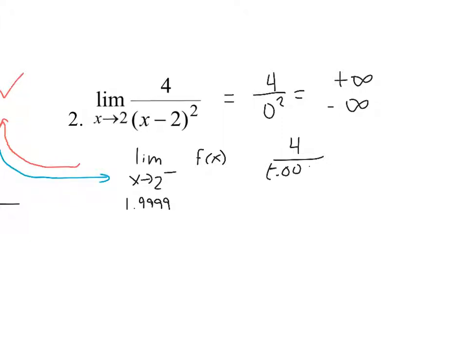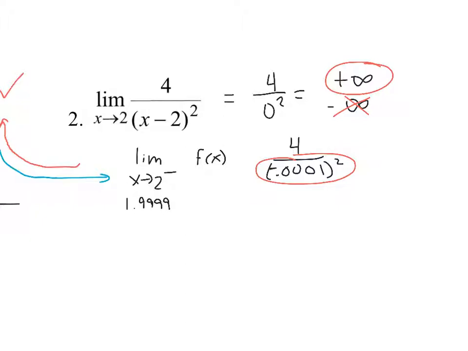That's going to be negative 0.00001 squared. But if I take a positive number and divide it by something squared, remember this square term is always going to be positive. So I have a positive divided by a positive, so I know my answer has to be infinity. Now that's coming from the left.